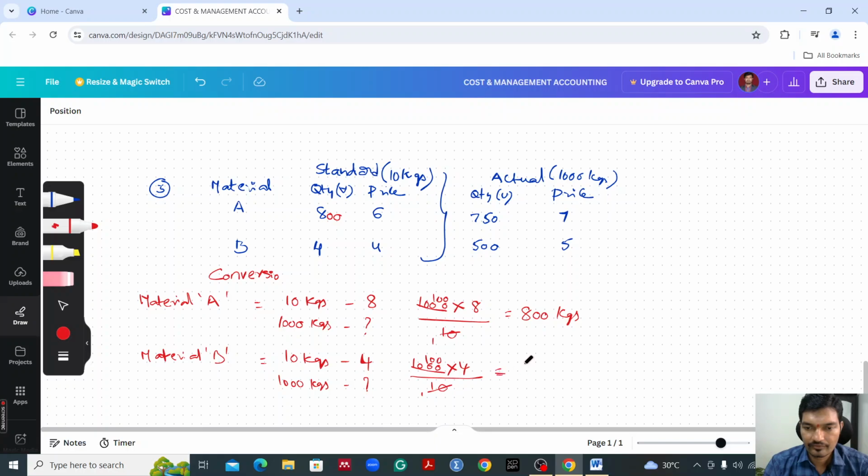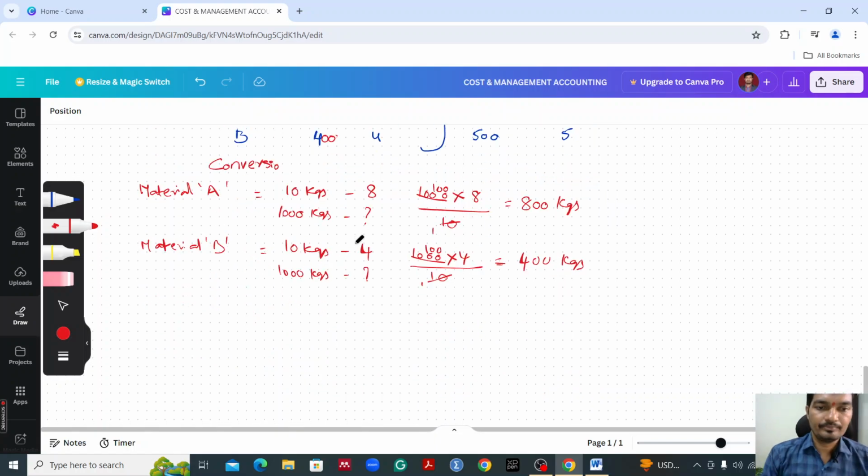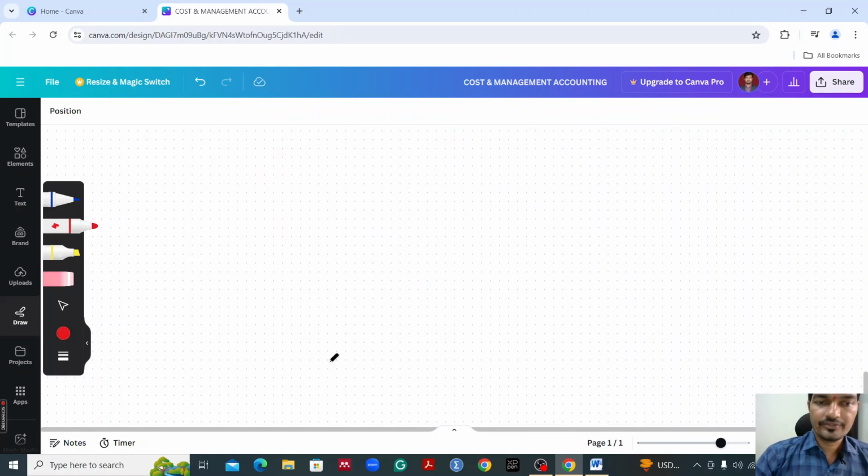So it is 400 kgs. So here we got the actual data. According to this, we need to solve the sum. First we need to calculate material wise and then we need to combine it. First we calculate material cost variance.